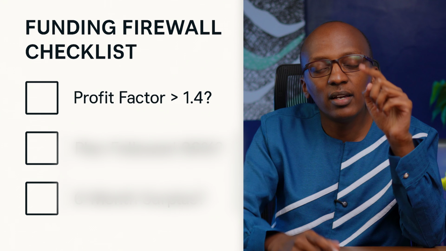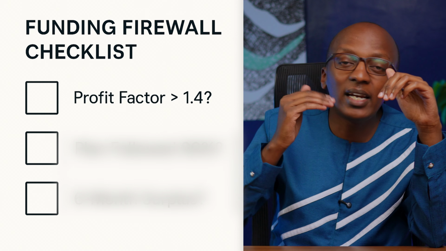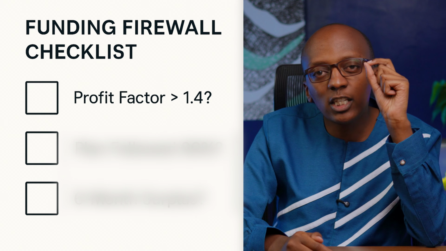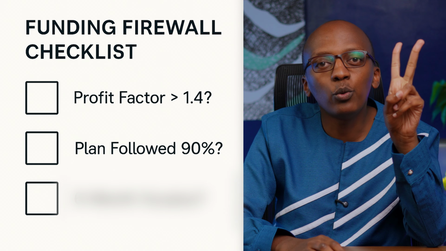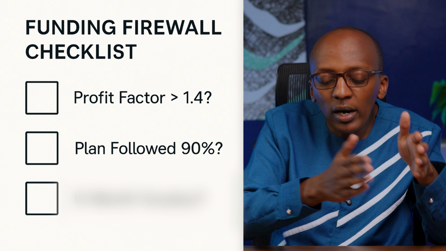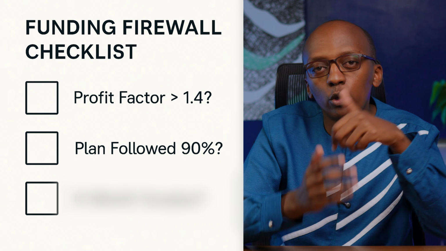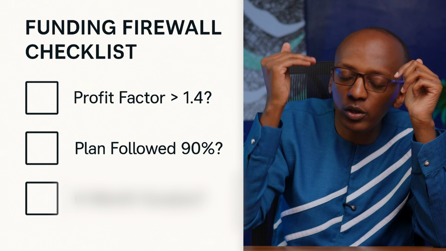So number 1, the profit check. Is my profit factor on my last 30 trades greater than 1.4? This proves that you have an edge, not just hope. Number 2, the discipline check. Did I follow my plan on at least 90% of those trades? This proves that you can drive the van without crashing.